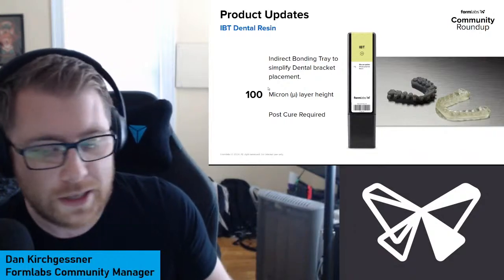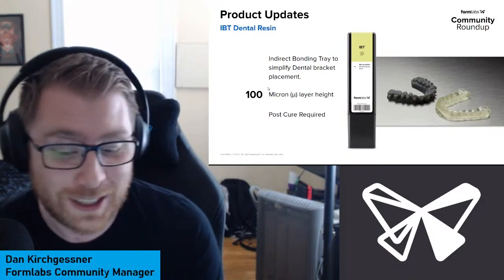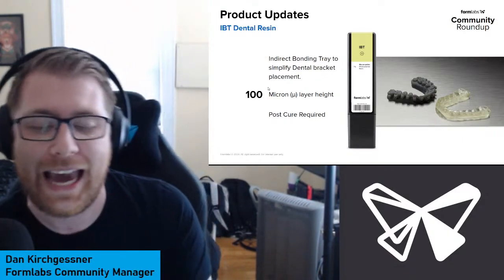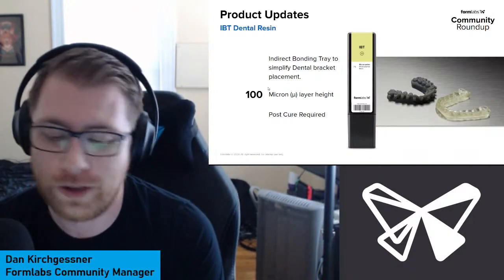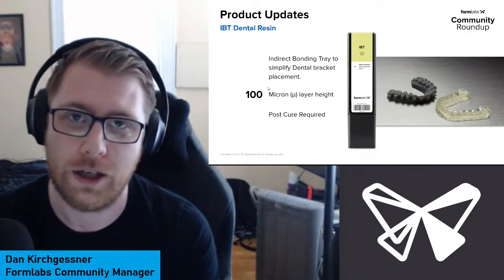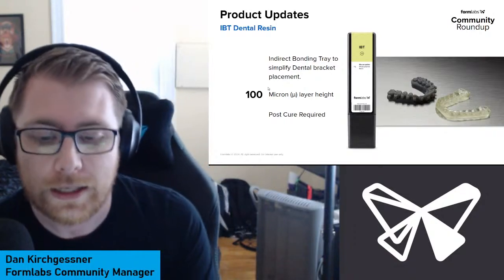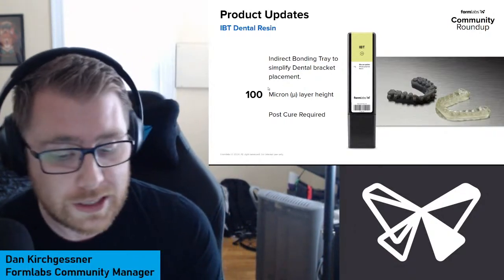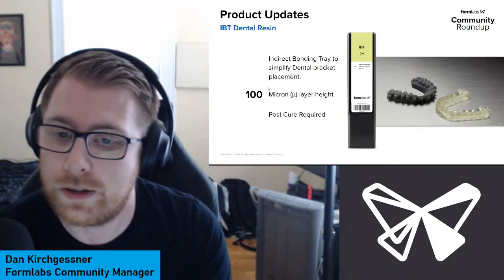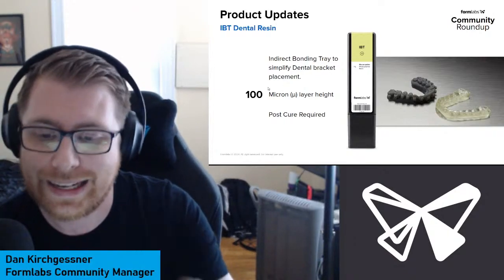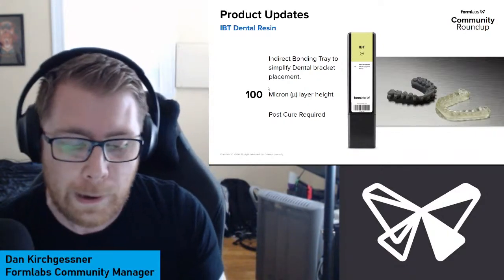A couple quick product updates. Not going to stick around on this one too long. I realize this is a pretty niche product for us, but it's cool to see. We recently added in the last couple of weeks a new resin to our dental line. This is a resin that will work specifically on the biocompatible printers we make, the 3BL, the 3B, the Form 2. This resin is designed for indirect bonding trays, so it's used when orthodontists are setting up the brackets that will hold some braces in someone's mouth.